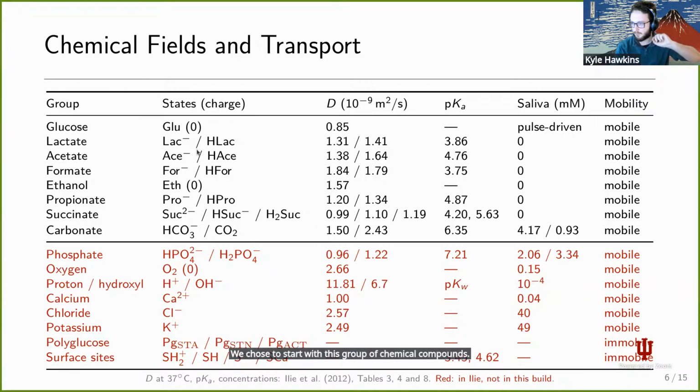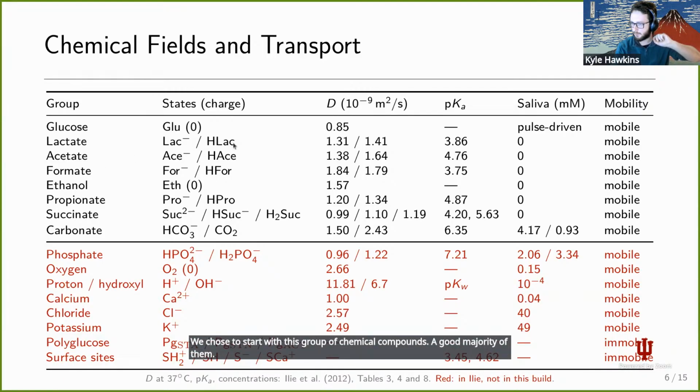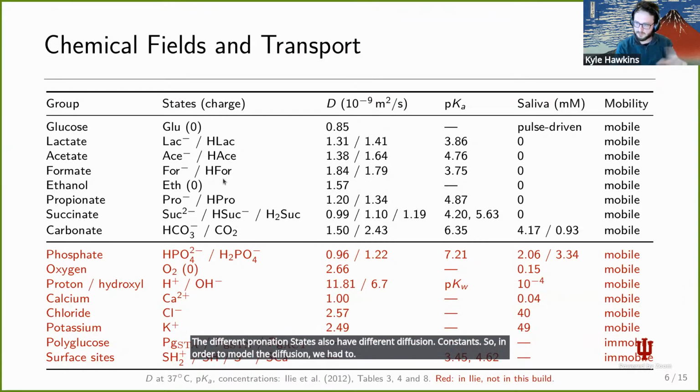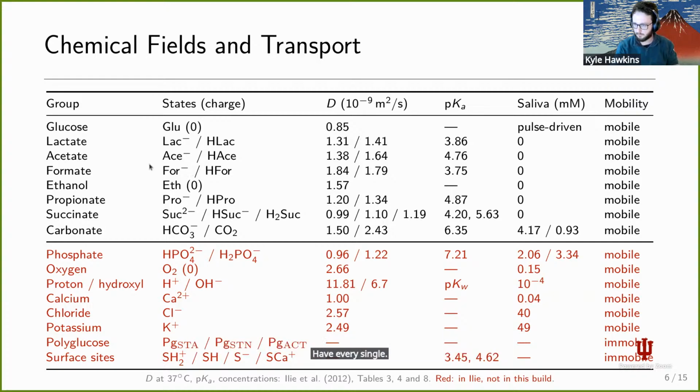A good majority of them are acidic. They have different protonation states. The different protonation states also have different diffusion constants. So in order to model the diffusion, we had to have every single chemical compound present in the model for the fields. And that's the chemical transport part.